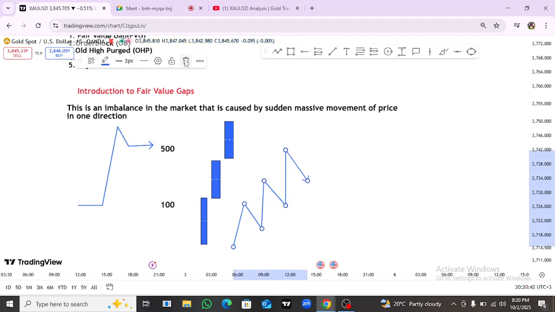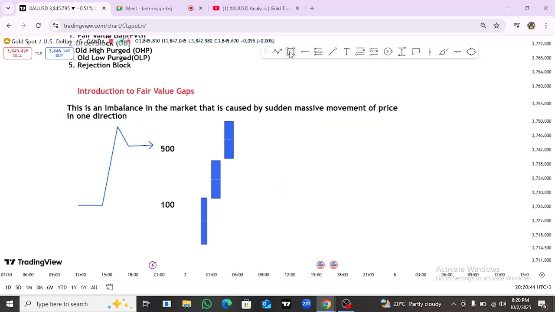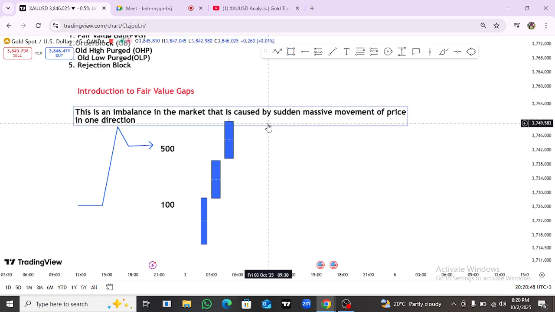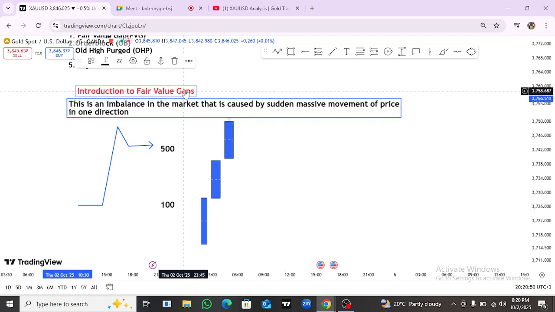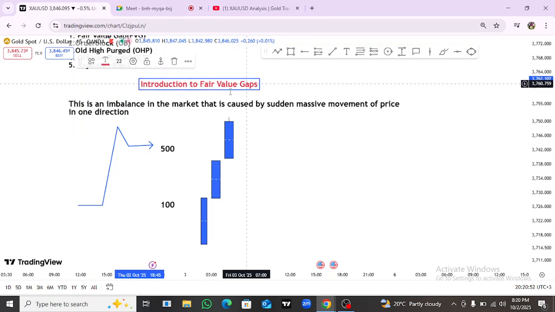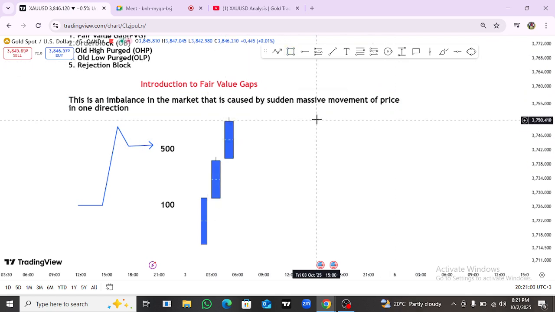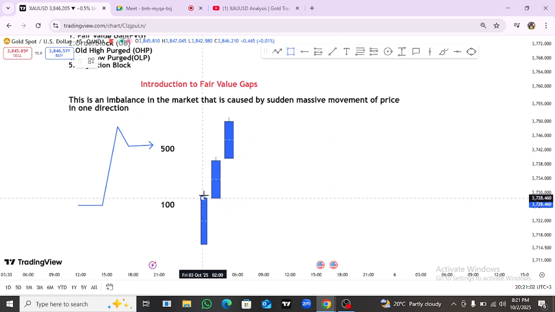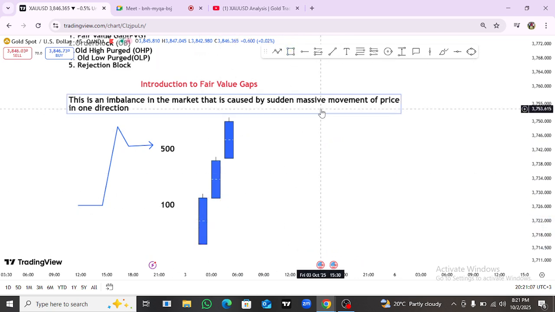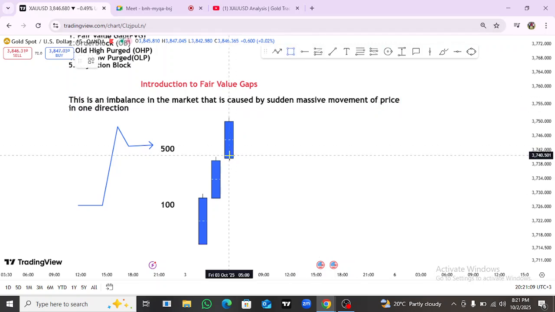So we can look at this scenario over here. Let me just draw the wicks so that you can have a clear view. We can see that price is moving upwards with a lot of momentum. This is a wick to depict the movement of price upwards.